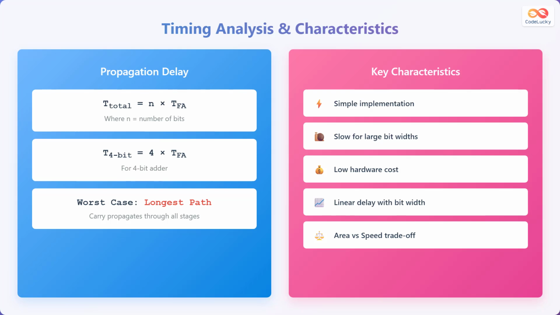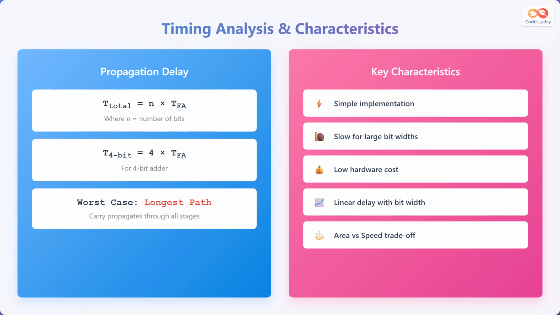Let's analyze the timing and characteristics of the ripple carry adder. The total propagation delay, T subscript total, is equal to n multiplied by T subscript FA, where n is the number of bits and T subscript FA is the delay of one full adder. Therefore, for a 4-bit adder, T subscript 4-bit is equal to 4 multiplied by T subscript FA. The worst-case scenario is when the carry propagates through all stages, which is the longest path.